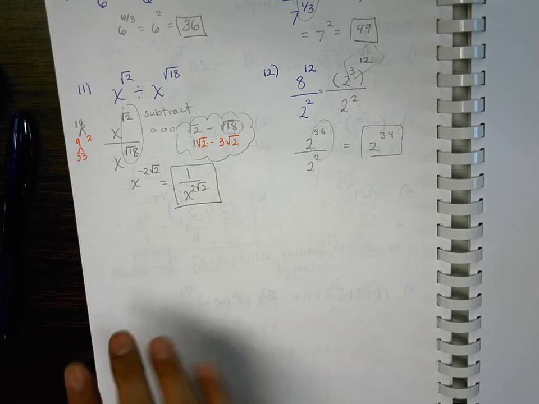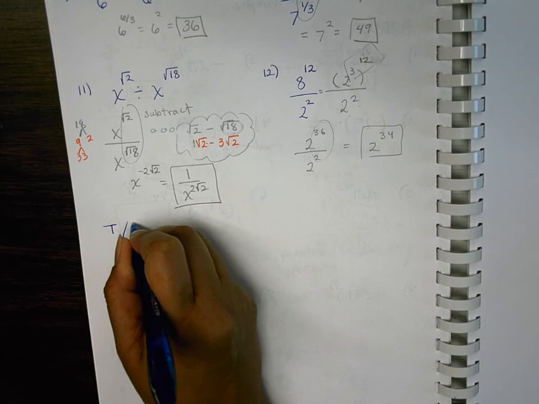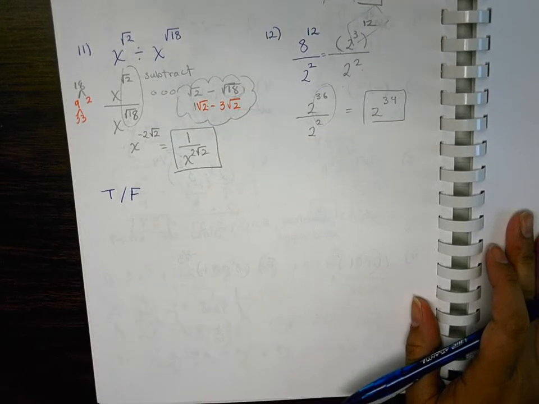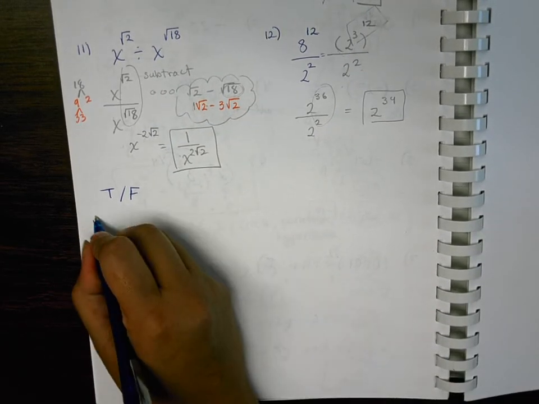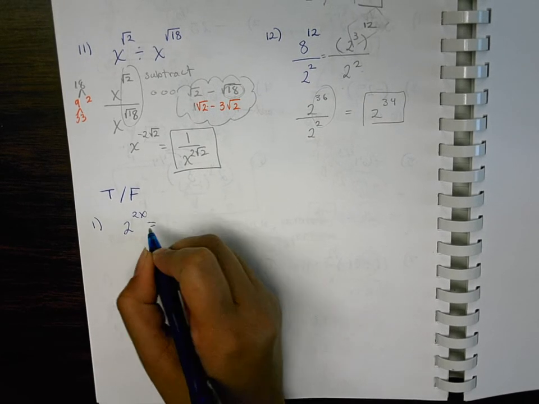Questions in any of the review before I move on to the true-false? And the true-false, I could probably go really quick through as well, because this is review from the SBAC stuff that we were doing. All right, 2 to the 2x equals 4 to the x.